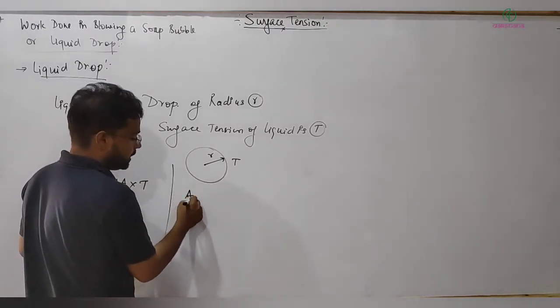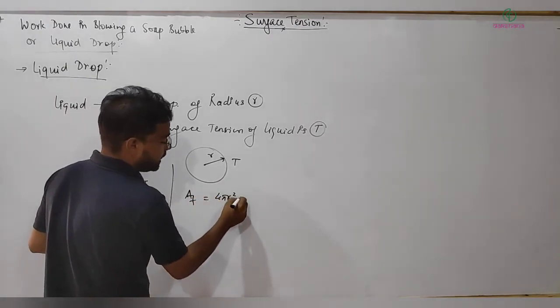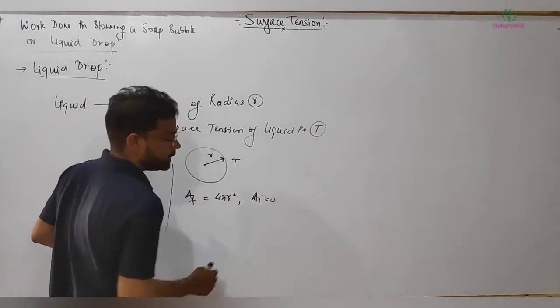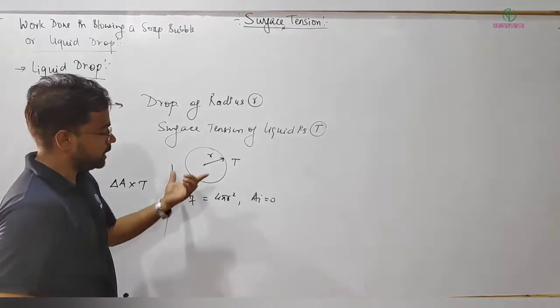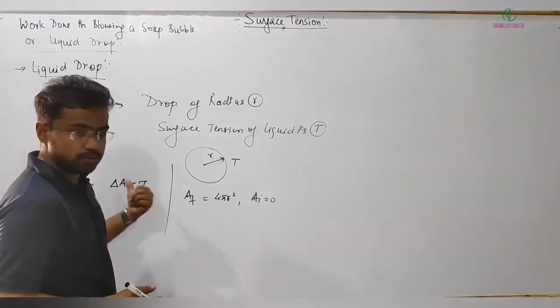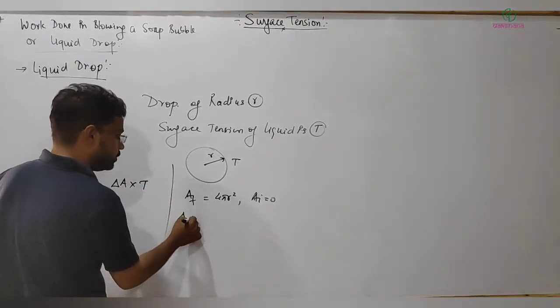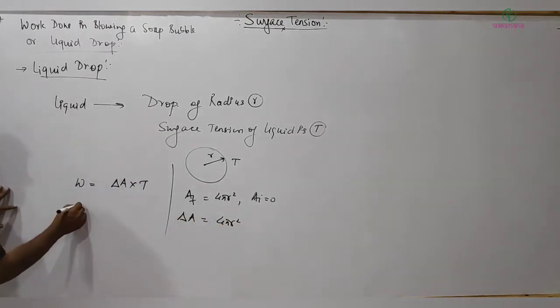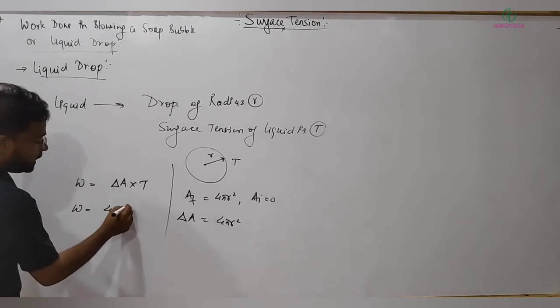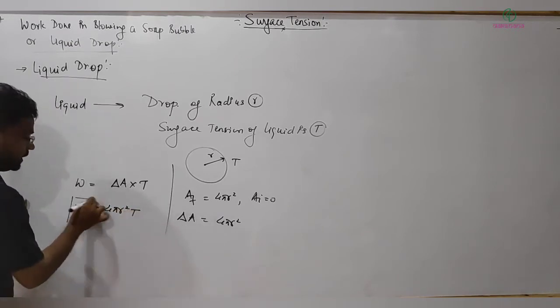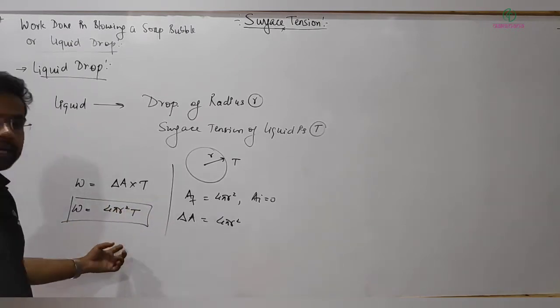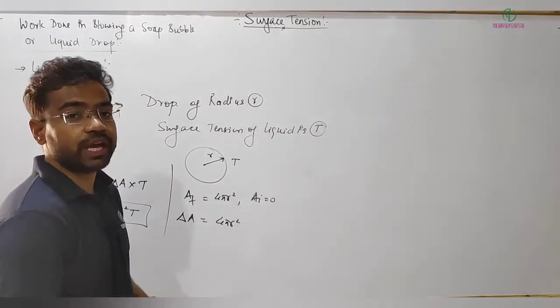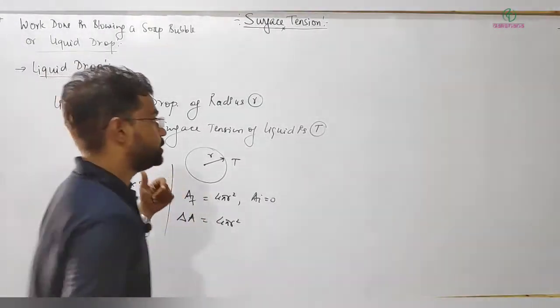So final you can write this is equal to 4 pi r square. Initial you can take as 0, because we are creating this drop from the liquid. So delta A is equal to 4 pi r square. Then I can write work done is equal to 4 pi r square multiplied by T. So this is the amount of work done in blowing a liquid drop.